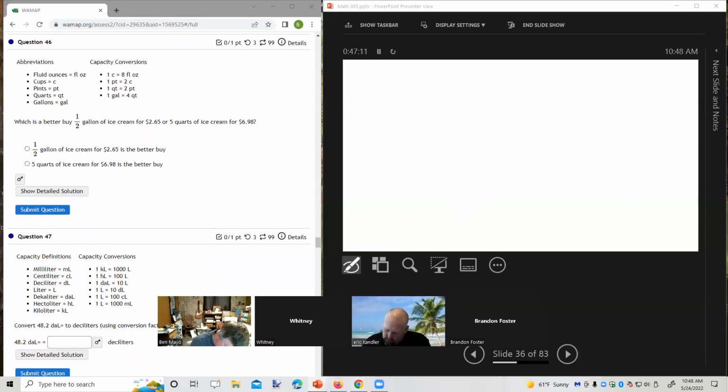46 coming up. Which is a better buy? Half gallon of ice cream for $2.65 or 5 quarts of ice cream for $6.98. All right, so let's write both of these as a unit price. The first one would be $2.65 per 1/2 gallon. Okay. The second one would be $6.98 for 5 quarts.